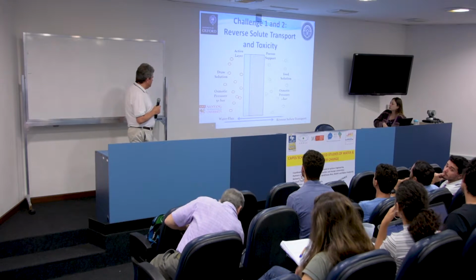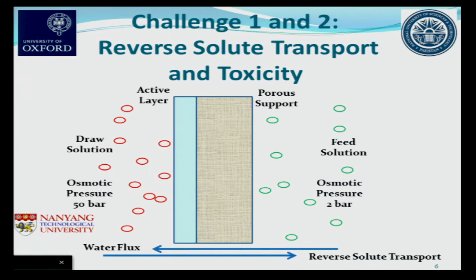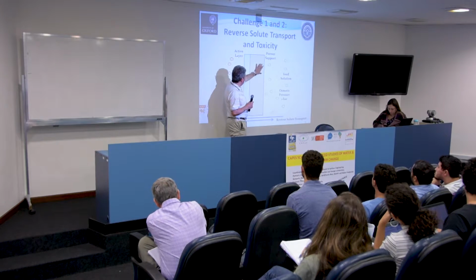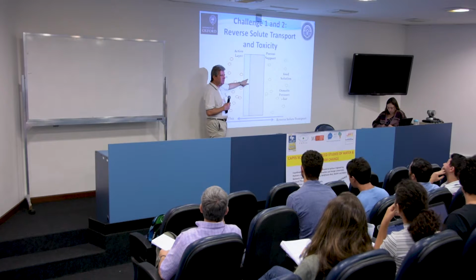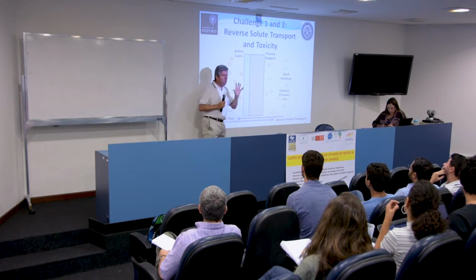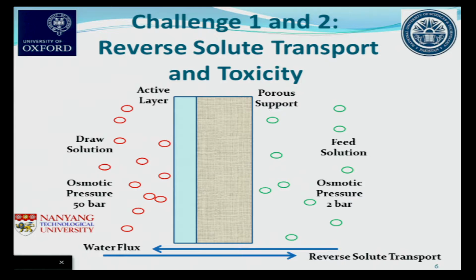So this is a diagram of a membrane. If you look at a membrane under the microscope, what you find is there are two layers. There's a thing called an active layer, and the active layer is what's doing the separation. It's what's separating the water from the salt. But you also have this thing here called a support layer, and you need a support layer just to give it a certain level of rigidity, because this might be just 100 nanometers thick. It's very, very thin. So this gives you a certain level of support.